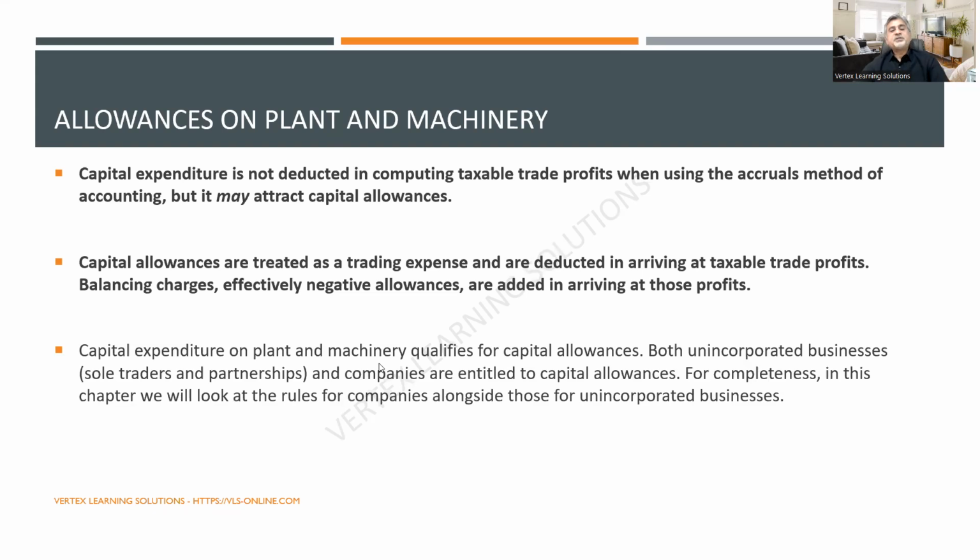So capital expenditure on plant and machinery qualifies for capital allowances. Both unincorporated businesses like sole traders, whether you are a sole trader or a company, are entitled to capital allowance, which means that sole traders and companies both can calculate the capital allowance, the official depreciation. For completeness, in this chapter we will look at the rules for companies only.